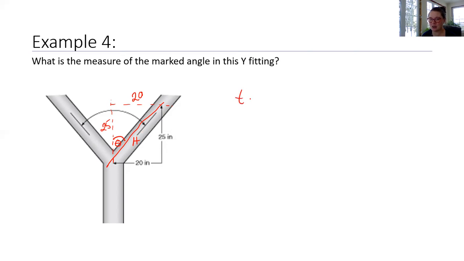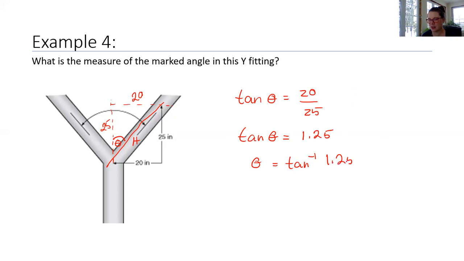To find that angle, we're going to need to use tan again. I told you we tend to use tan a lot. So opposite is 20 over adjacent, which is 25. So the tan of the angle is equal to 1.25. Take the inverse tan. Don't forget that shift tan of 1.25. Half the angle is going to be 51 degrees, multiplied by 2 is 102 degrees in total.